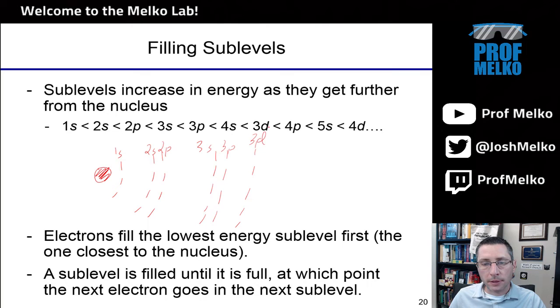(3d). But notice here, 4s actually comes in between. This is the tricky part: in this fourth energy level, the width of the third energy level is such that the outermost third energy level sublevel, 3d, actually comes after the innermost fourth level sublevel, 4s. So 4s would be here, actually closer to the nucleus than 3d.